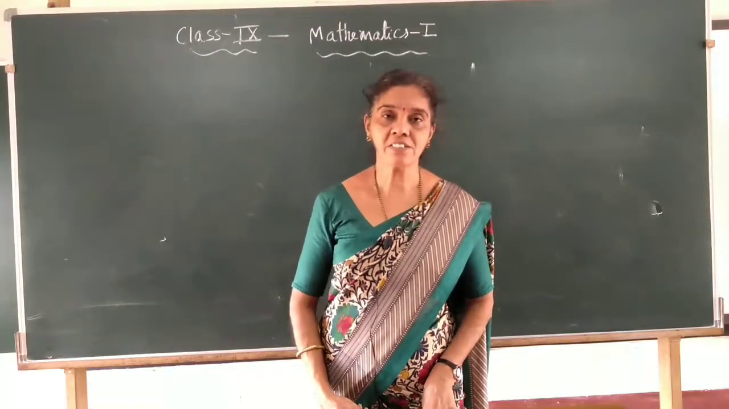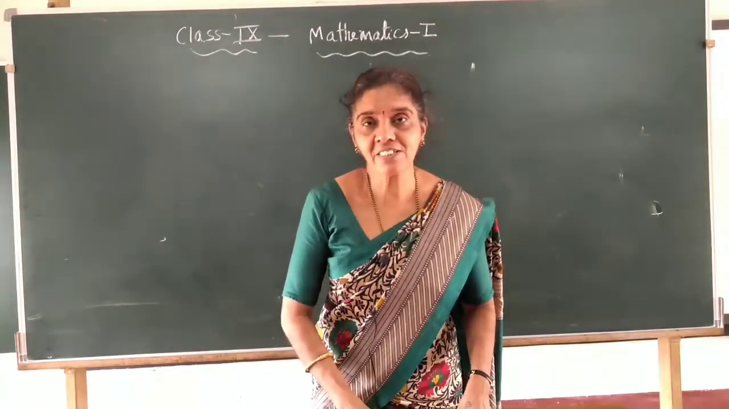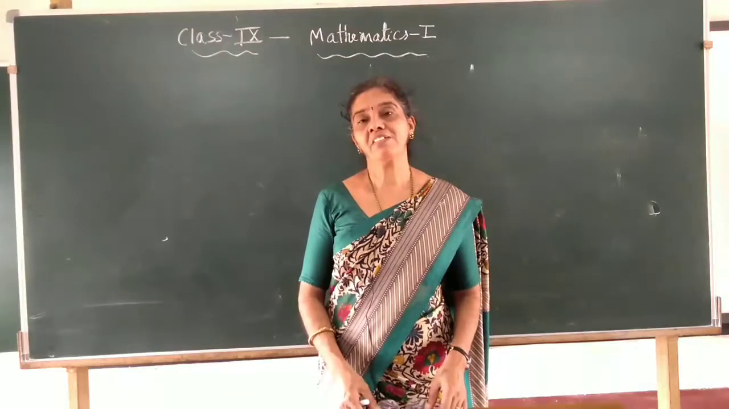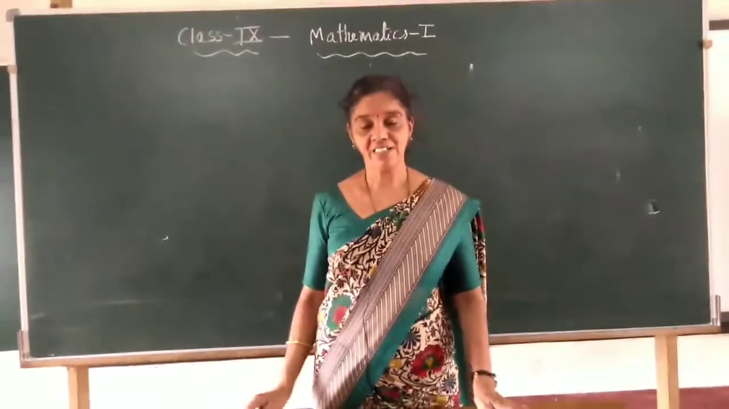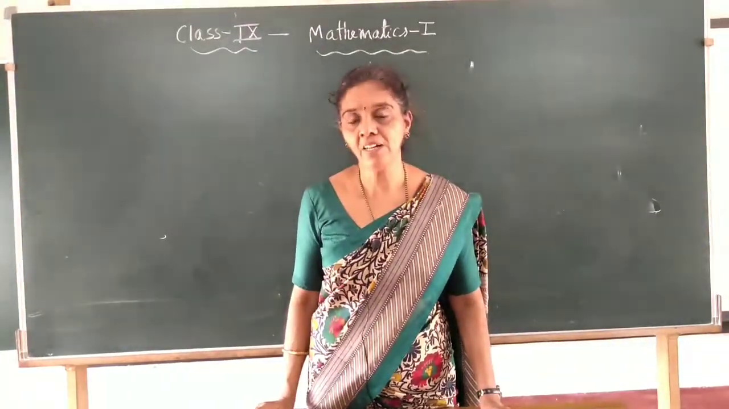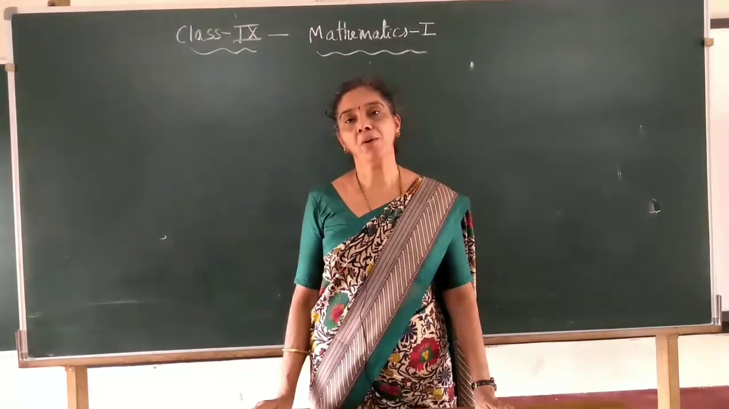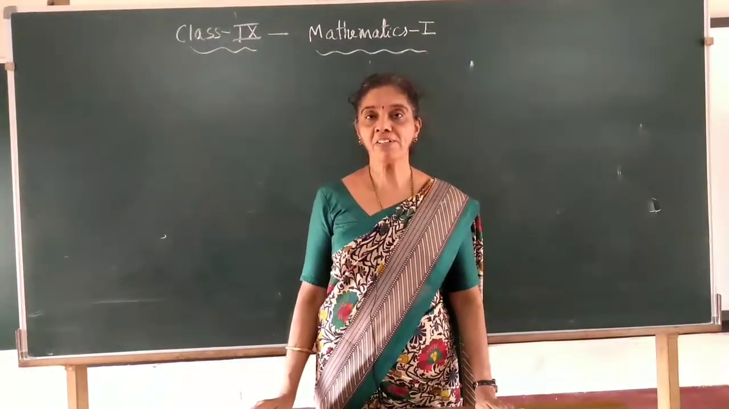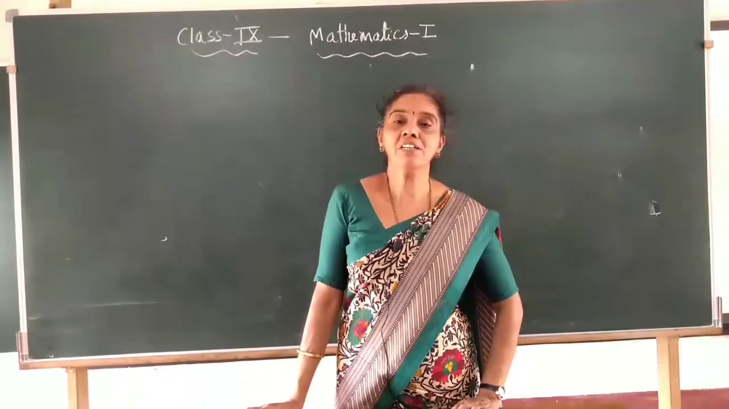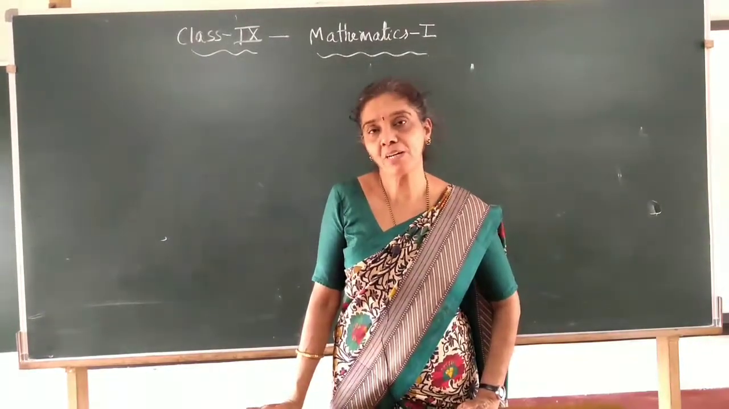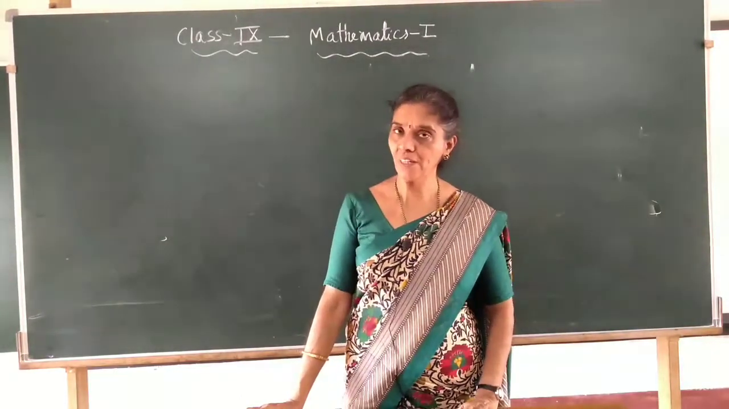Dear students, I hope you did the previous exercise, that is zeros of the polynomial. What is the meaning of zeros of a polynomial? When a particular value is taken for the variable, the value of the polynomial becomes 0. That is called the zero of the polynomial.